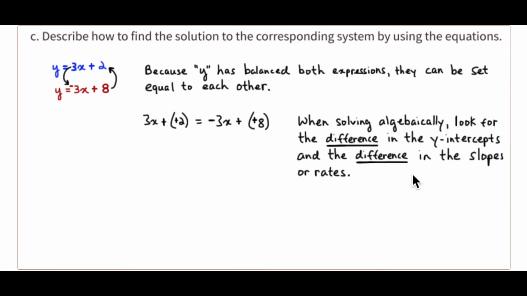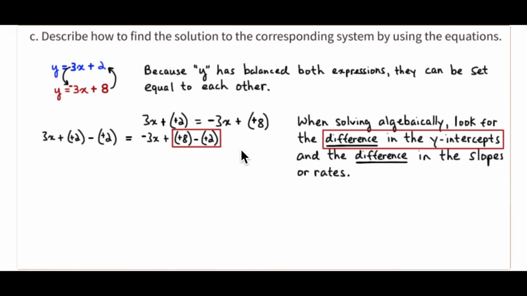And when solving algebraically, look for the difference in the y-intercepts. You're going to calculate 8 minus 2 somewhere when you solve this algebraically, and look for the difference in the slopes or the rates. You're going to calculate 3x minus a negative 3x somewhere as you go through this solution algebraically.